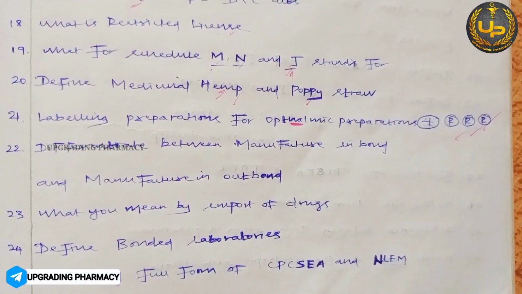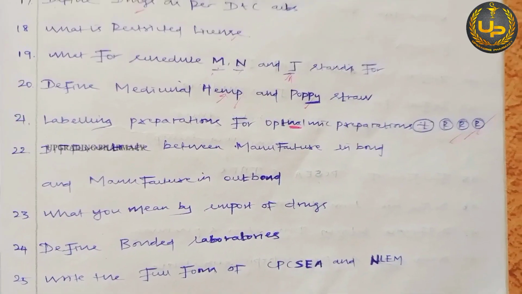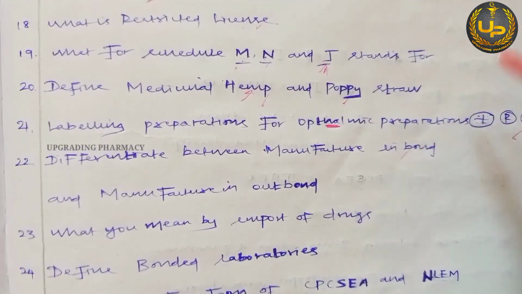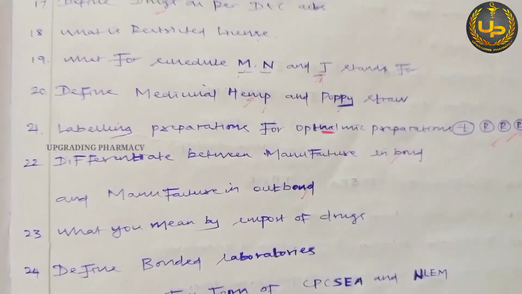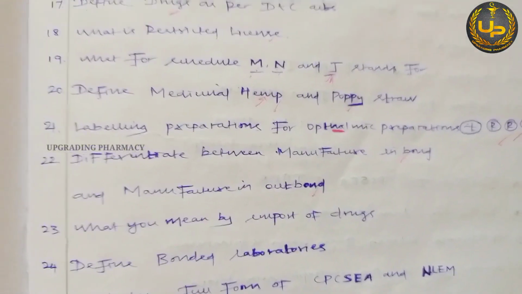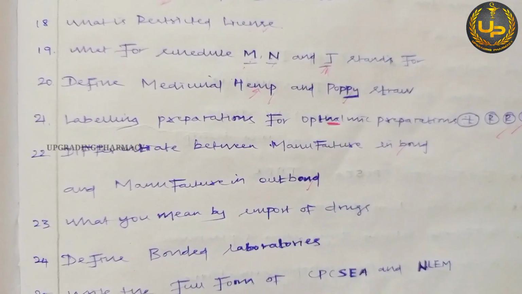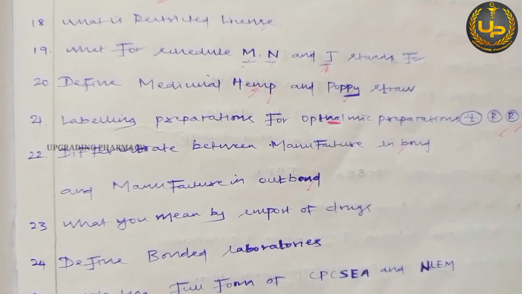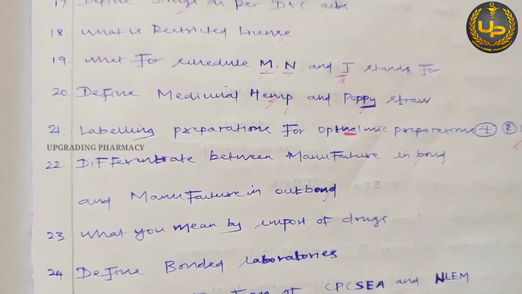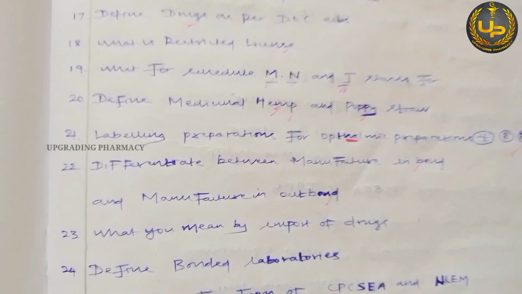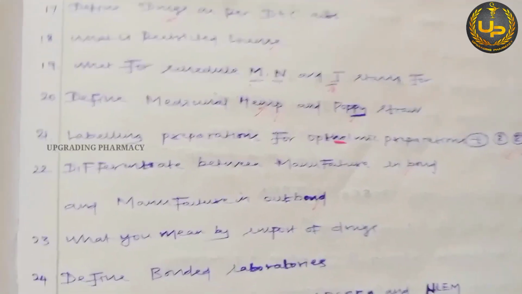22. Differentiate between manufacture in bond and manufacture out of bond. It is simple, that is a bonded laboratory and a non-bonded laboratory. Bonded means you pay the excise duty on selling the product. In a non-bonded laboratory, you pay the excise duty when you buy the spirit or any other alcohol from the manufacturer. You pay the tax before selling. That is the question.